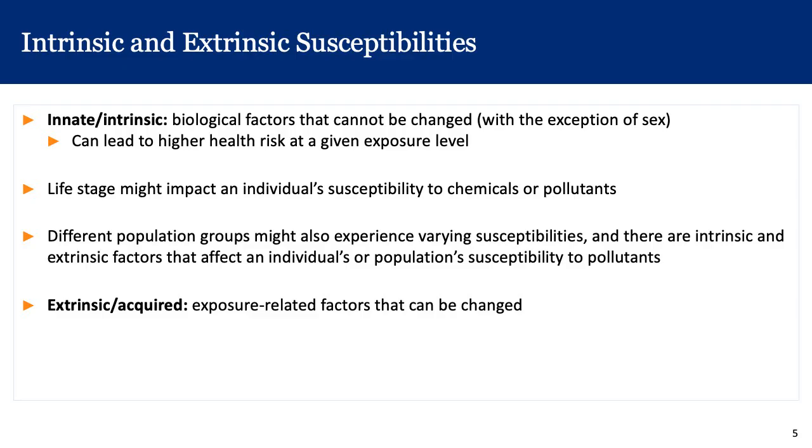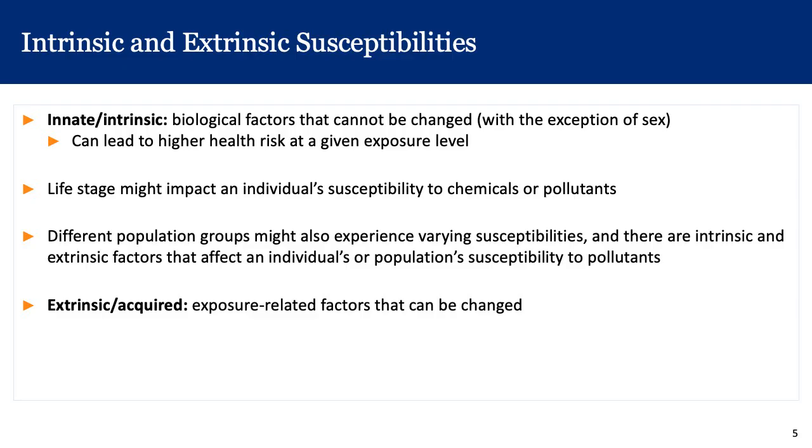So a pregnant worker exposed to chemicals at the workplace, for example, may have an increased risk of adverse reproductive outcomes or adverse health effects in their children depending on the chemicals they're exposed to during these critical windows. We also have to keep in mind that different population groups might also experience varying susceptibilities, and there are intrinsic and extrinsic factors that affect an individual's or population's susceptibility to pollutants. Extrinsic or acquired factors are exposure-related factors that can be changed in most cases.